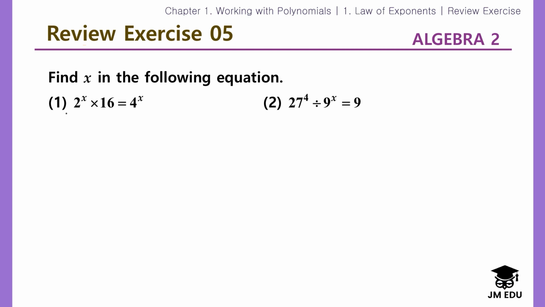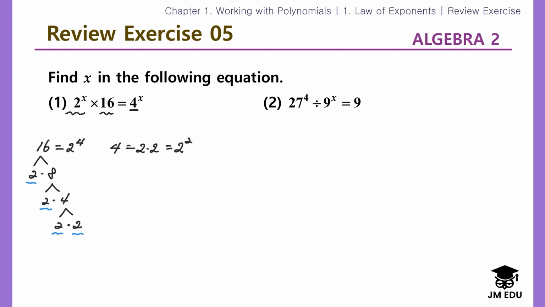We have 2 to the x, base is 2. We have a 16 here, right? 16 is 2 times 8, and 8 is 2 times 4, and 4 is 2 times 2, right? So 16 is 2 times 2 times 2 times 2. 2 to the 4, right? And we have a 4 here. 4 is just 2 times 2, which is equal to 2 squared, right?